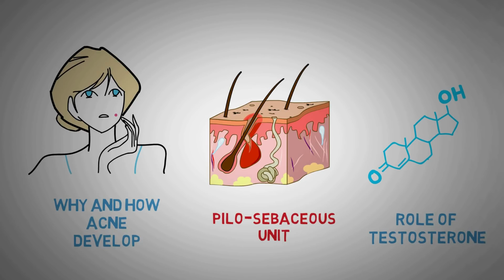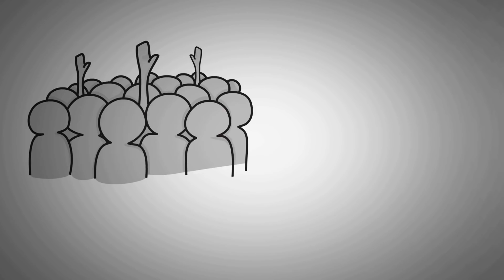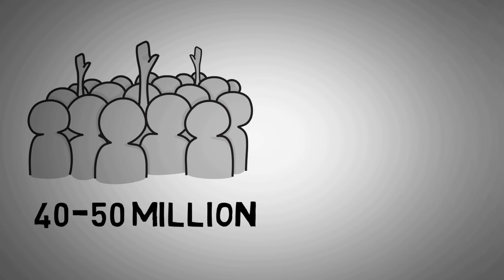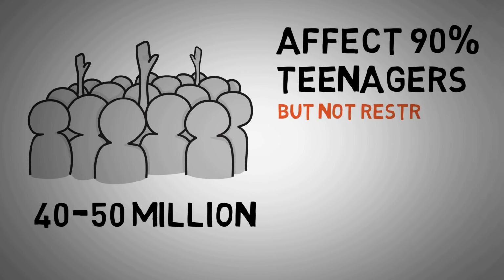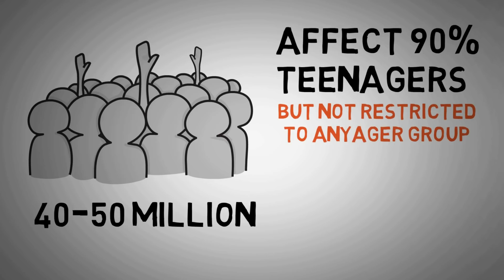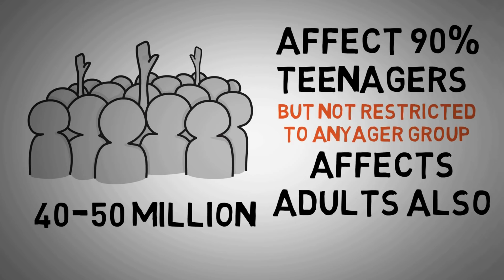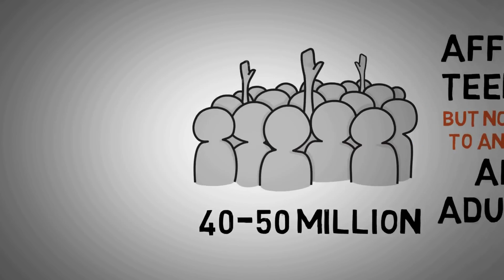Acne is the most common skin condition in the United States. According to the Academy of Dermatology, mild to moderate acne affects 40 to 50 million Americans per year. And while acne usually begins in puberty and affects almost 90% of teenagers, acne is not restricted to any age group. In fact, acne affects 20% of adults between the ages of 25 and 44.